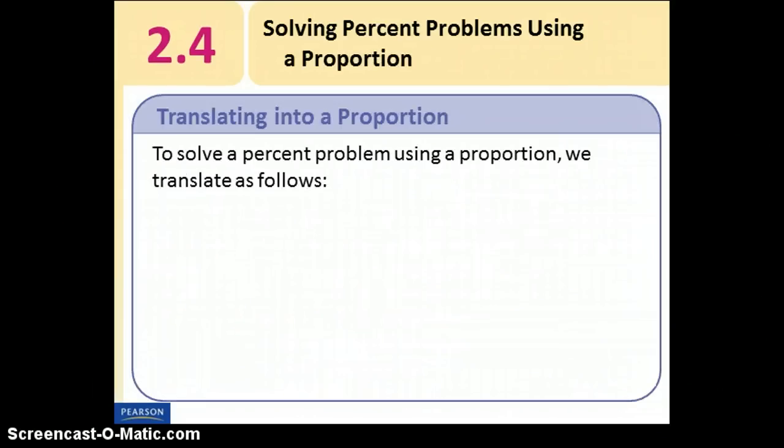Now let's look at the proportion method for solving percent problems. A proportion is an equation that states that one ratio is equal to another ratio. A proportion that is used to solve a percent problem is set up a particular way. We translate a percent question into a proportion as follows.